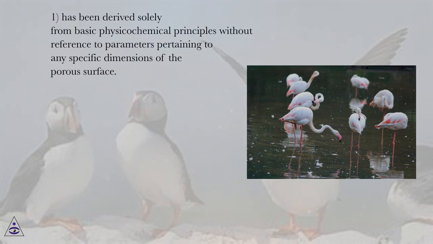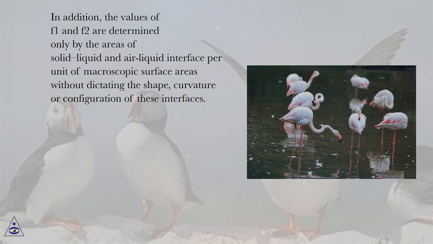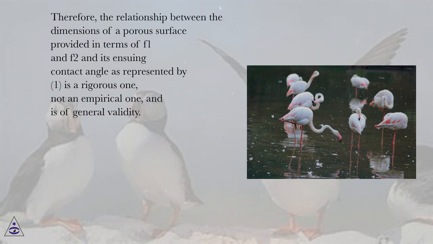Equation 1 has been derived solely from basic physico-chemical principles without reference to parameters pertaining to any specific dimensions of the porous surface. In addition, the values of F1 and F2 are determined only by the areas of solid-liquid and air-liquid interface per unit of macroscopic surface area without dictating the shape, curvature or configuration of these interfaces. Therefore, the relationship between the dimensions of a porous surface provided in terms of F1 and F2 and its ensuing contact angle, as represented by Equation 1, is a rigorous one, not an empirical one, and is of general validity.